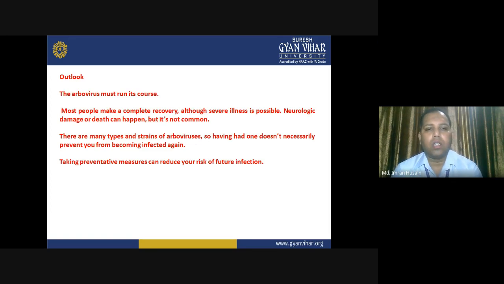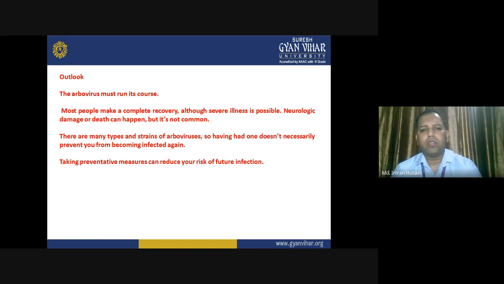Outlook: the arbovirus must run its course. It has to complete its life cycle. Most people make a complete recovery, although severe illness is possible. It has to complete its life cycle, the incubation period. Then it will move ahead and leave your body, and you will completely recover. Neurologic damage or death can happen, but it is not common. Rarely, neurologic damage or death occurs.